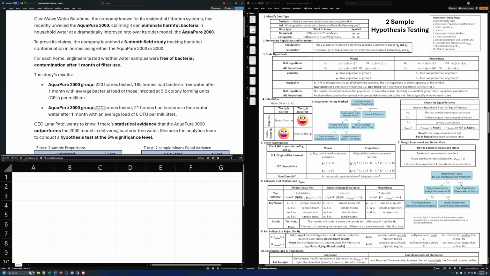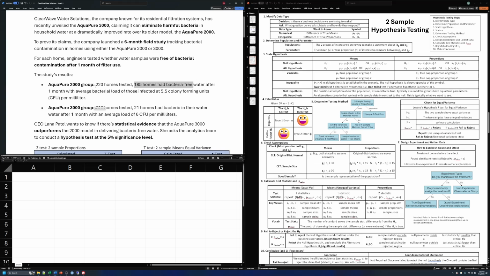So it says we have a sample size of the AquaPure of 220 homes. And in there, we asked them, are you bacteria free or not? And here we said that 185 homes had bacteria free water. That's a classic way that we can get categorical data, where it tells us the number of successes that we have, which would be this 185 bacteria free homes.